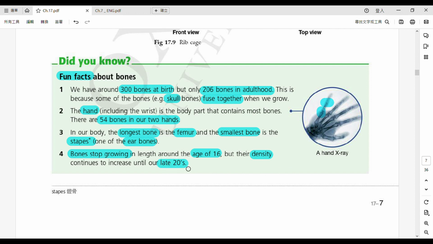Okay? So as I always say, please keep your body healthy until late 20s. Okay? So it's like saving money. The more money you save, the better health you will get and a smoother path you will have when you become an adult. Alright?